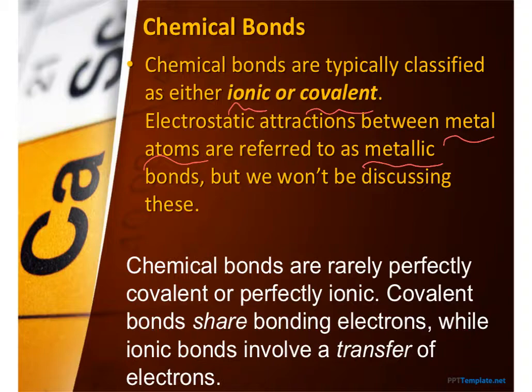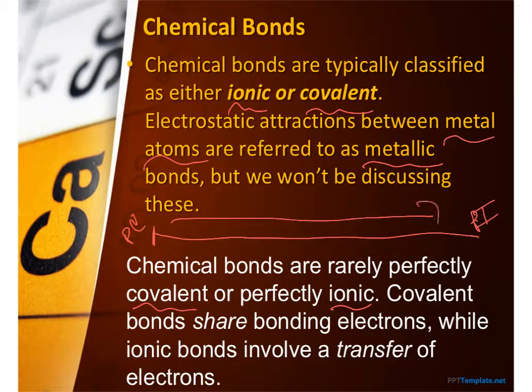Even though we separate most chemical bonds into either covalent or ionic, there's not a clear-cut dividing line. As with so many things, we have a spectrum, with pure covalent on one end and pure ionic on the other, and all the other bonds are somewhere in between. So our dividing line between covalent and ionic is somewhat arbitrary.